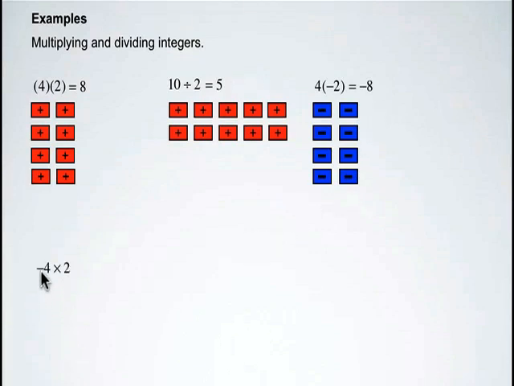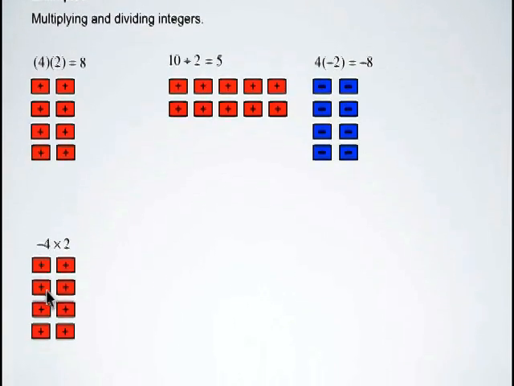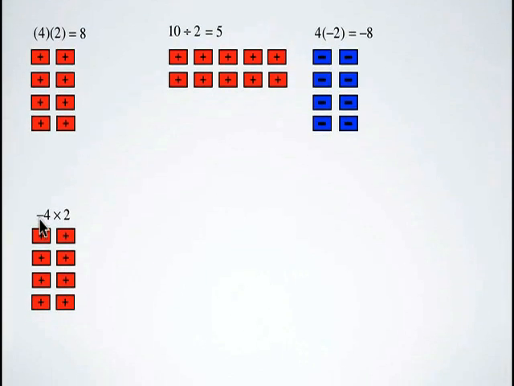So now, negative 4 times 2. I'm going to start with 4 groups of 2 red tiles. 1, 2, 3, 4. But we learned that the negative, or the takeaway, means add the opposite. Or if I have a negative times a positive, I have to give a negative answer.